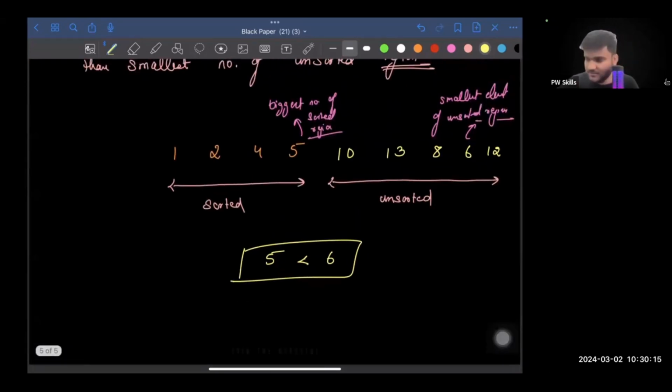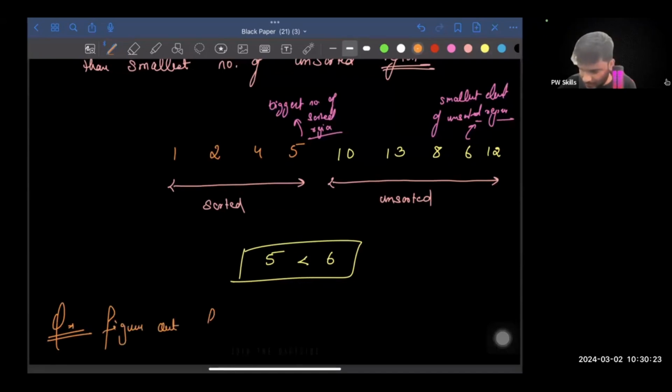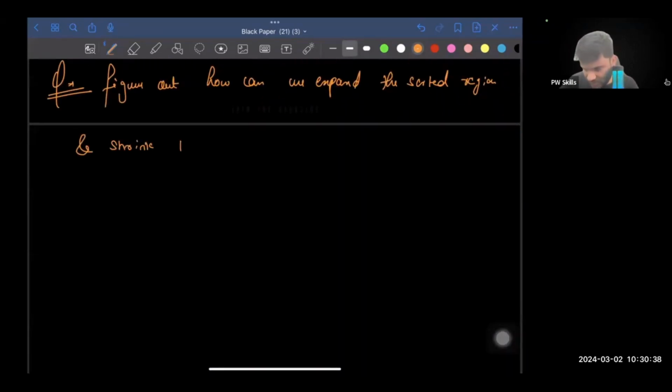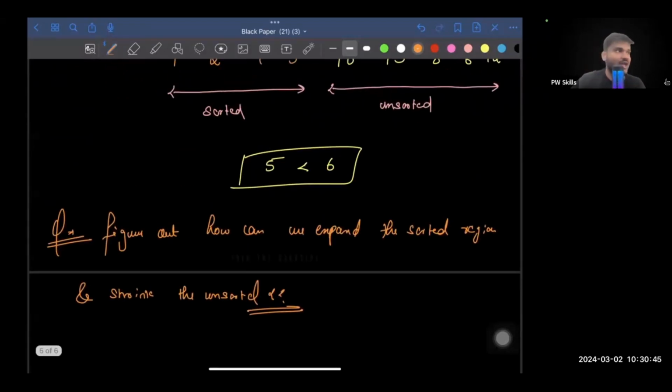What my question is, figure out how can we expand the sorted region and shrink the unsorted region? How can we do that? Why not we take 1, 2, 4, 5, 10, 13 as sorted?